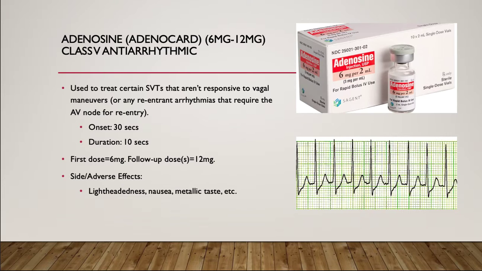So when we're using that adenosine to cardiovert an abnormal rhythm, it's normal for the heart to enter a ventricular asystole for a few seconds. It's a little bit off-putting, and it can be disconcerting to a normally conscious patient.